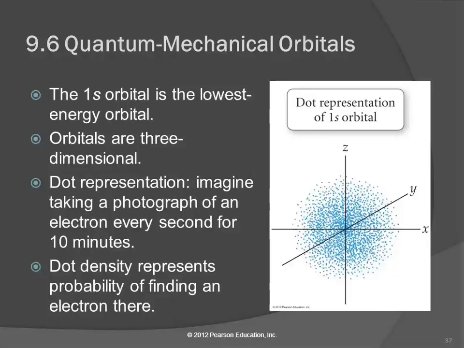It's important to remember that orbitals are 3-dimensional. It's not a flat circular orbit. And one way to represent orbitals is with a dot representation. So you can imagine if we're taking a photograph of an electron, which we can't do, but imagine. We take a photograph every second for 10 minutes. Okay, and so, one time it's here, and one time it's here, and one time it's there, and one time it's here. So we get this distribution then of where the electron has been during those 10 minutes. And we see that most of the time the electron was in this middle region, and then it didn't go out here much at all.